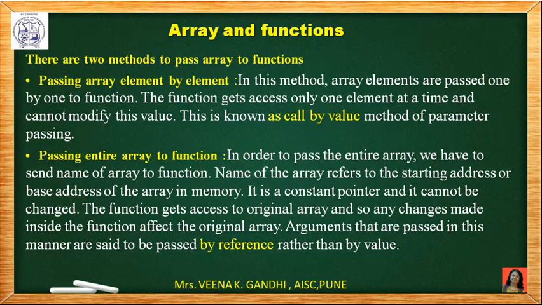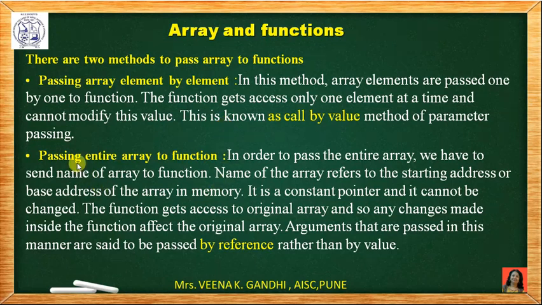Now in the first method, array elements are passed one by one to the function. So the function gets access to only one element at a time. So any changes made inside the function cannot affect the original array value. This is known as the call by value method of parameter passing.